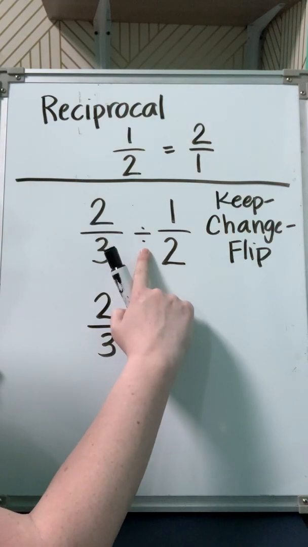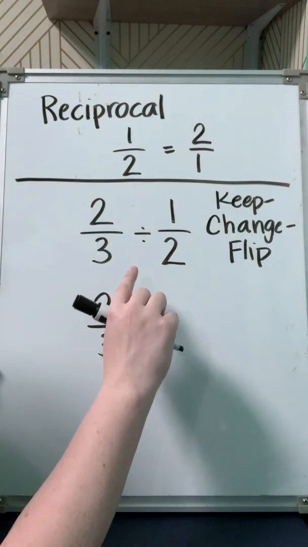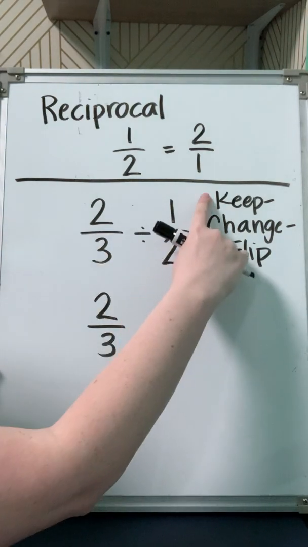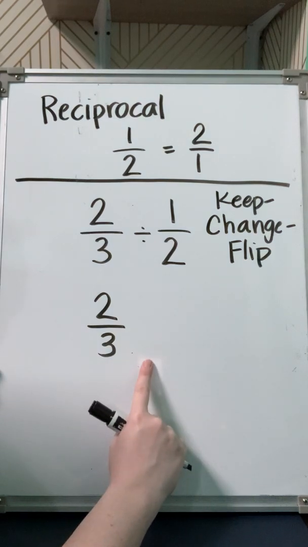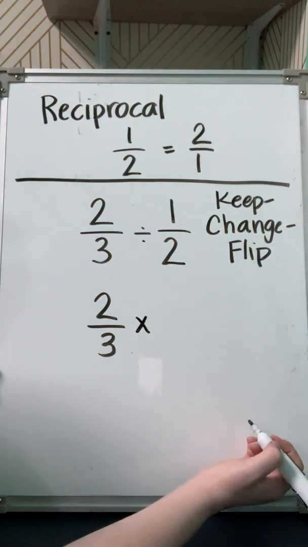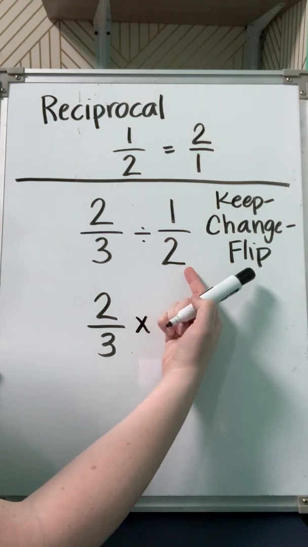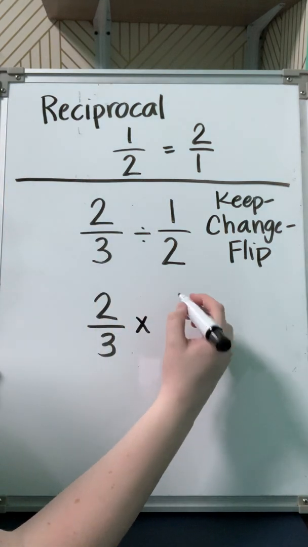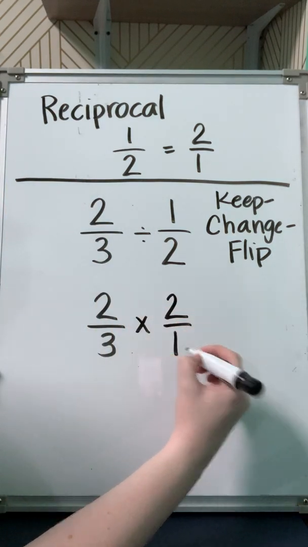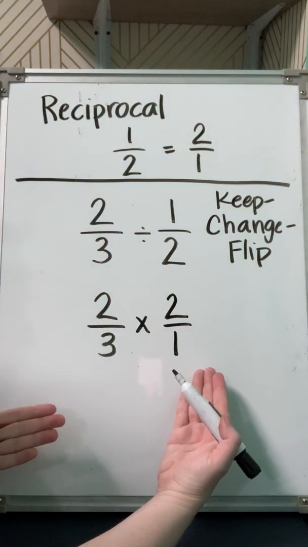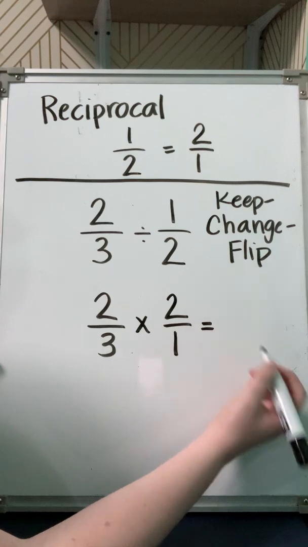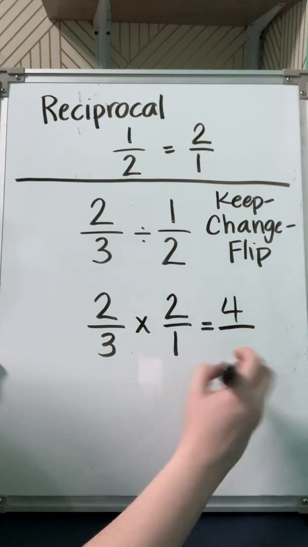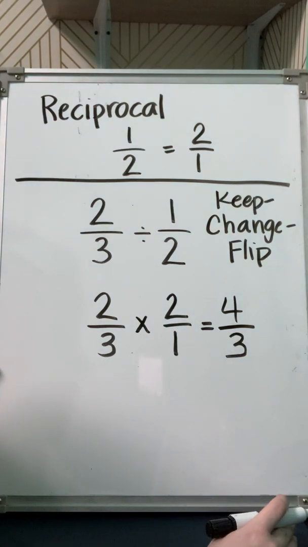Now we need to flip our operation sign. So I'm sorry, we need to change our operation sign, not flip. We're not on flip yet. So we kept our first fraction. Now we need to change our operation sign from division to multiplication, and we need to flip our second fraction. So in other words, we're going to create a reciprocal. So the reciprocal of 1/2 is 2/1. And there you go. Now all you have to do is this multiplication problem. 2/3 times 2/1. So 2 times 2 is 4. 3 times 1 is 3. So our answer is 4/3.